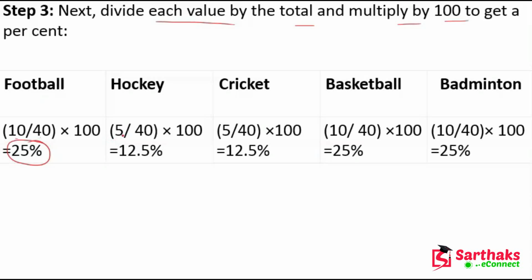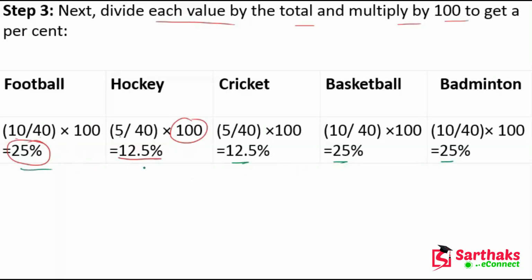Here you can see that 5 students like hockey. If we convert it into percent, we have to divide 5 by 40 and multiply by 100. So we get 12.5%. Now similarly, we can find the percent for cricket. We know that 5 students like cricket, so after converting it into percent, we get 12.5%. Similarly, basketball, if we convert this, we get 25%. In badminton, we get 25%.